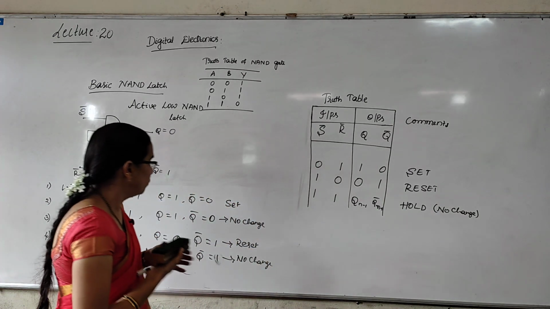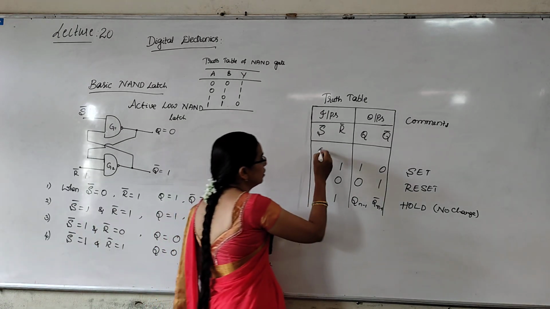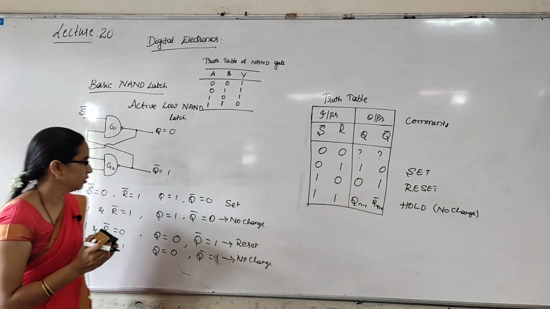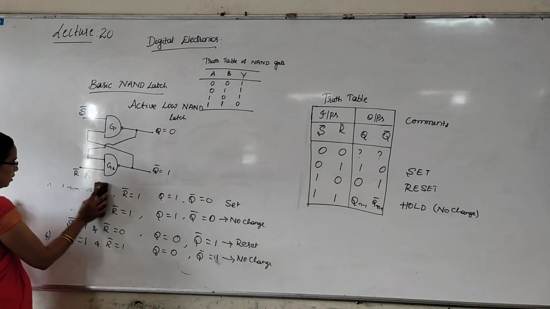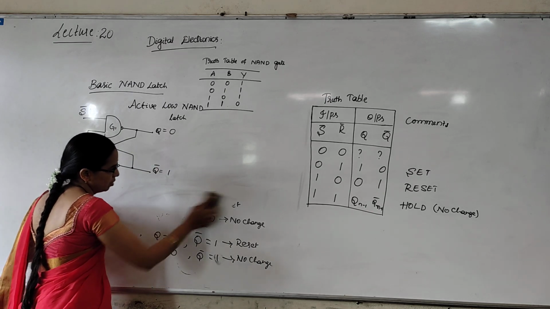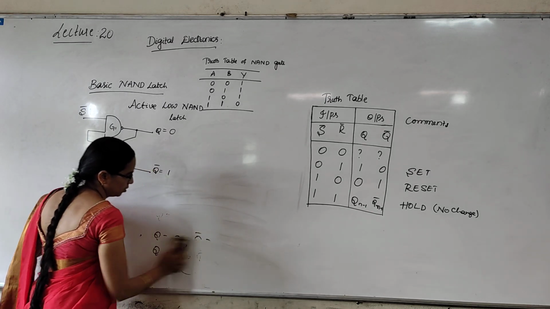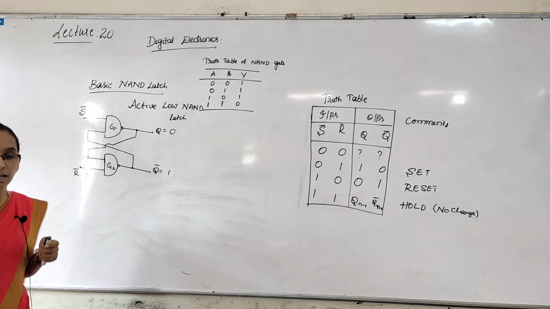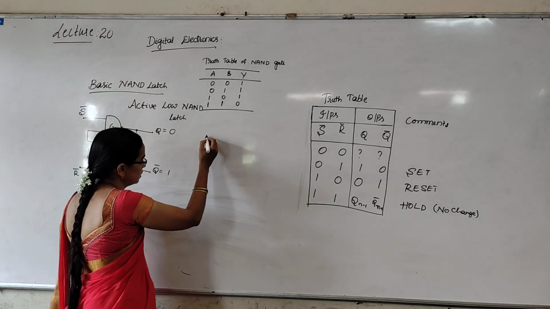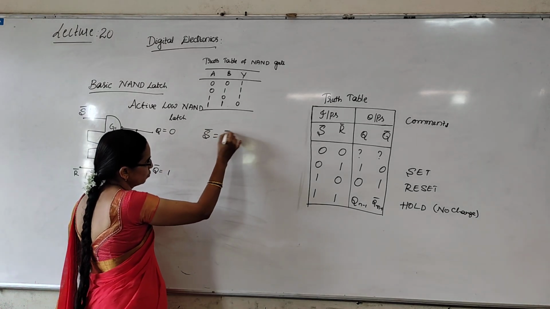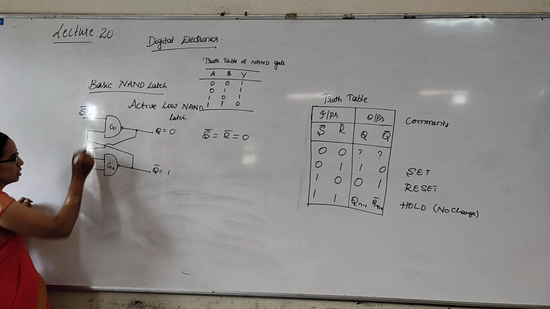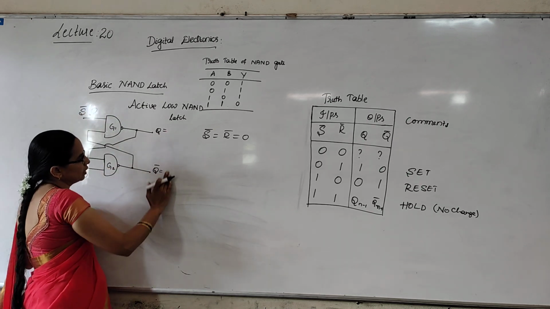Okay. But we did not check the condition when S bar is equal to 0, R bar is equal to 0, what happens? We do not know that. I will do that now. In the last case, I will consider when S bar is equal to R bar is equal to 0, what happens? Both the inputs are 0 0. What can happen?